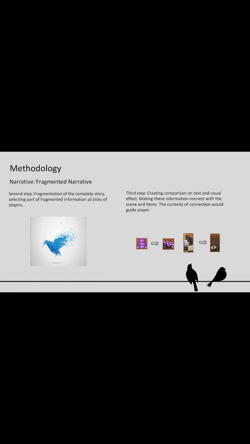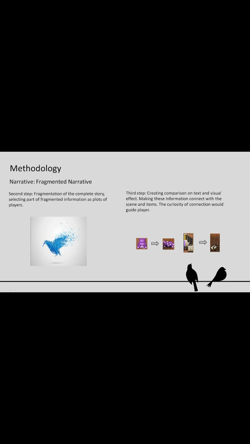The next step is fragmentation of the complete story. I will select part of the fragmented information as plots to hide in the game and let players find them. And the third step is creating comparison in text and visual effect. This makes information connect with things and items.